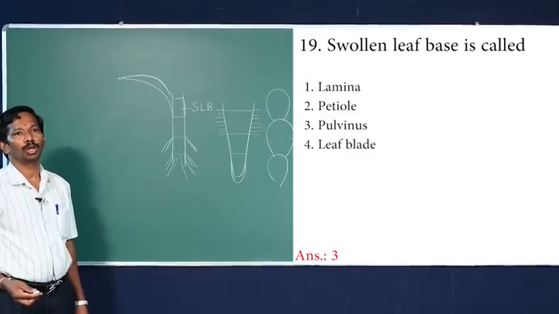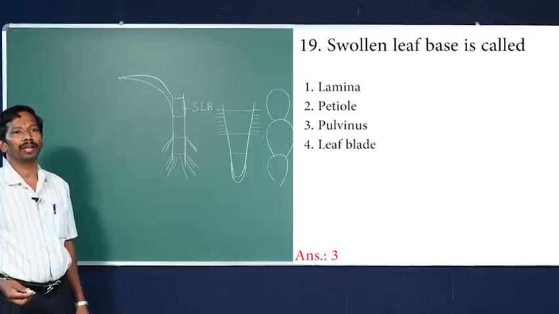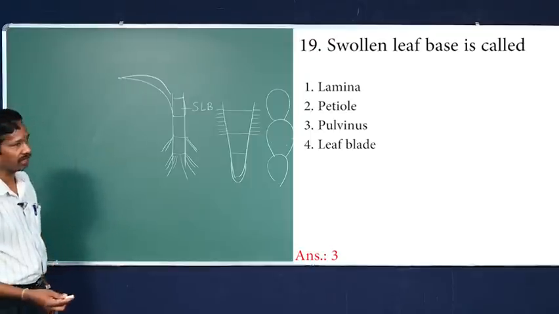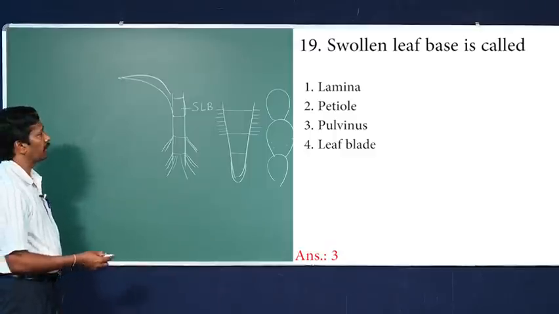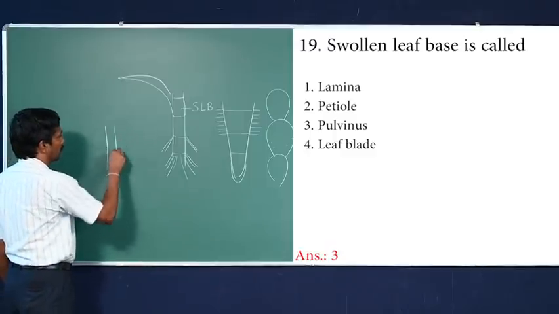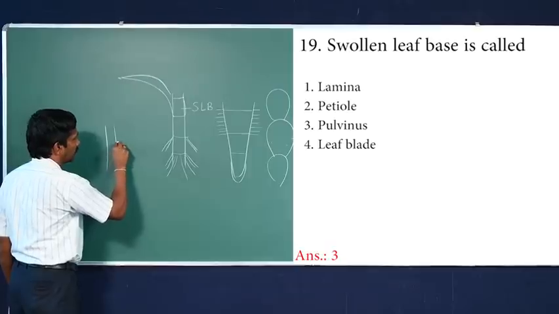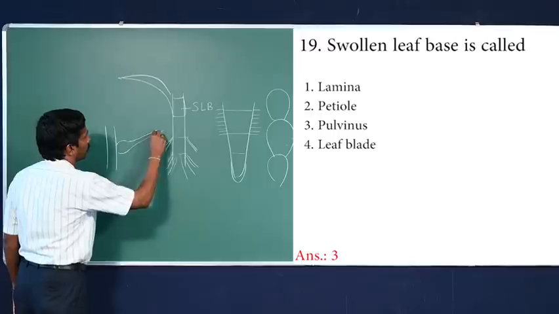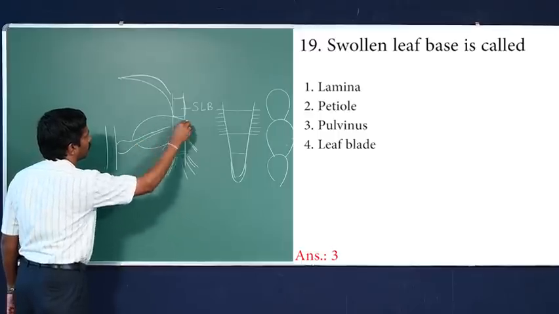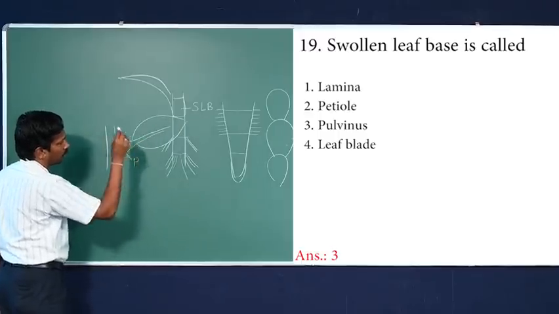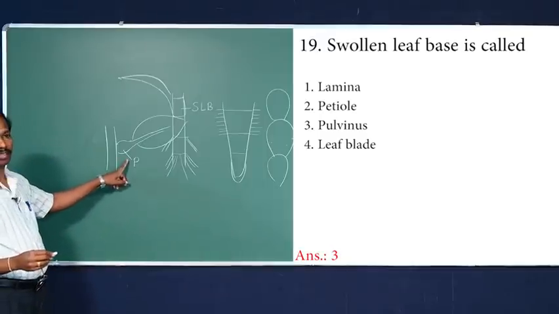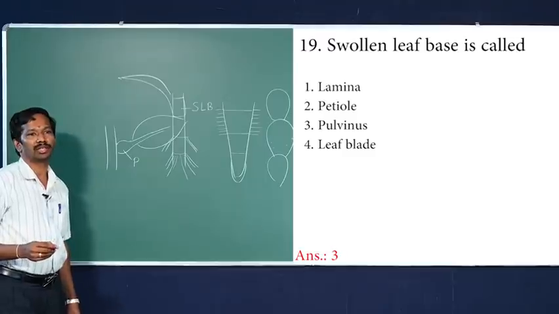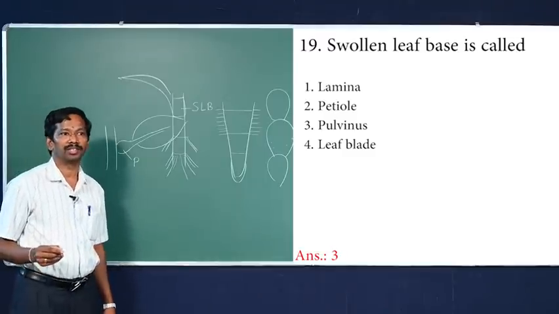Swollen leaf base is also called option 1 lamina, second option petiole, third option pulvinus, fourth option leaf blade, and answer is pulvinus. In the case of leguminous plants, that is members of Fabaceae, the leaf base is swollen compared to other types of plant body, and this swollen leaf base constitutes the pulvinus leaf base, often associated with the folding of leaves, as in the case of touch-me-not plants also. Answer hence it is 3.